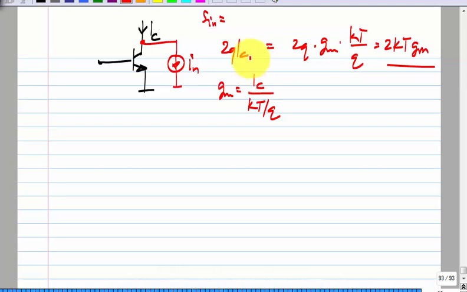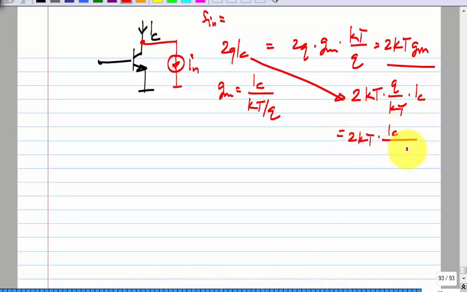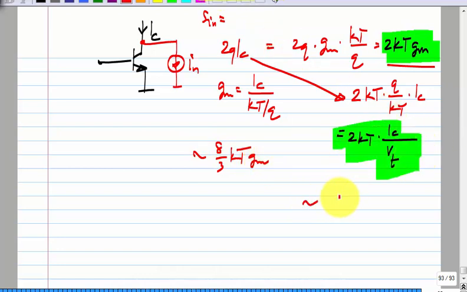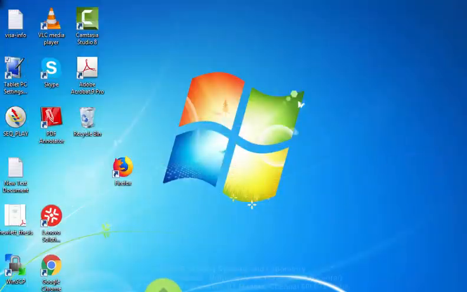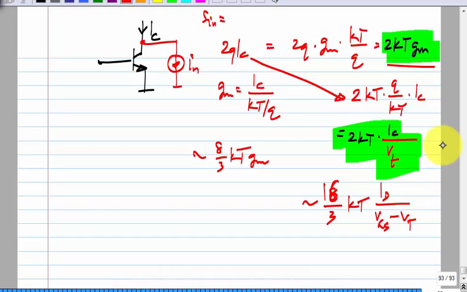Okay. Or in fact, I can write this also as, instead of writing qIC, 2kT times q by kT times IC, which is the same as 2kT times IC divided by the thermal voltage. Okay. So, you can see that first of all, this is similar to 1/3 kT gm and this is similar to 16/3 kT ID by VGS minus VT. Meaning you have kT times the current of the current source divided by some voltage. Okay. I just showed this as a point of information. If you come across bipolar transistors, you shouldn't get totally lost. So, that is the formula for the spectral density.